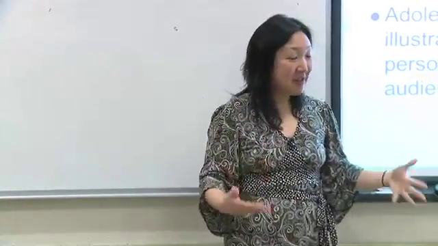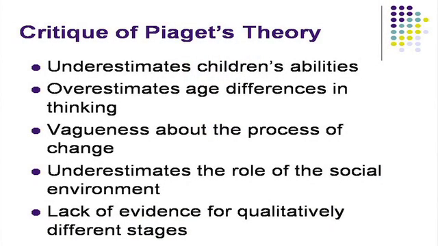Make sense? All right. So there's some critique of Piaget's theory, okay? It is unfortunately true that he underestimated children's abilities and overestimated the age differences in thinking. Vagueness about the process of change, and he underestimated the role of the social environment, that's the biggest one. Lack of evidence for qualitatively different stages.